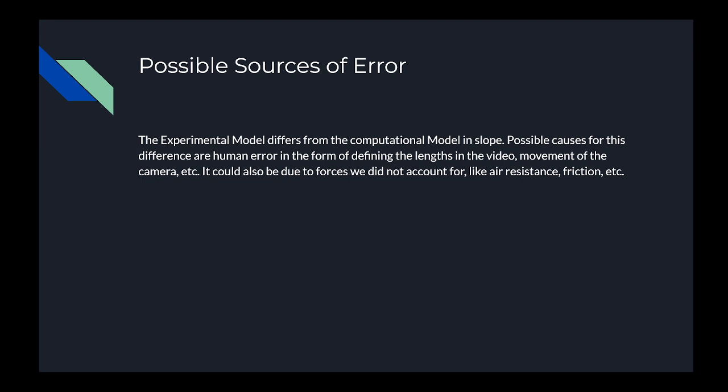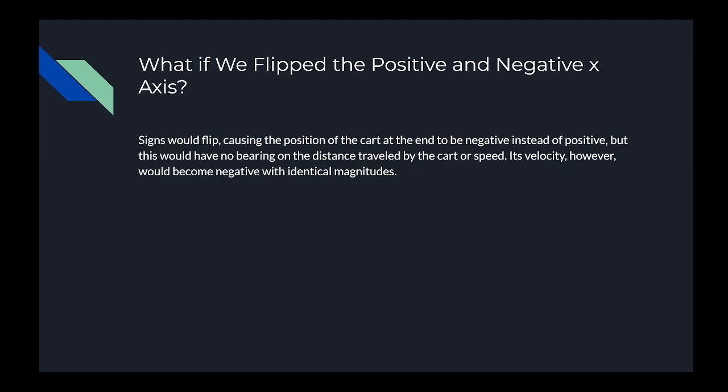The error or differences from this could have come primarily from human error, where we misjudged lengths in the video through the software, or moved the camera around too much while recording. But it could also be accounted for by forces that we did not account for in the computational model, creating a non-zero net force, like air resistance or friction.